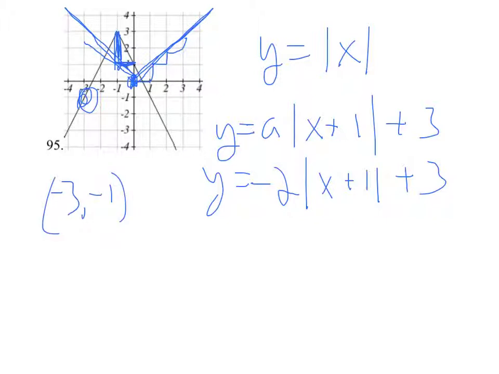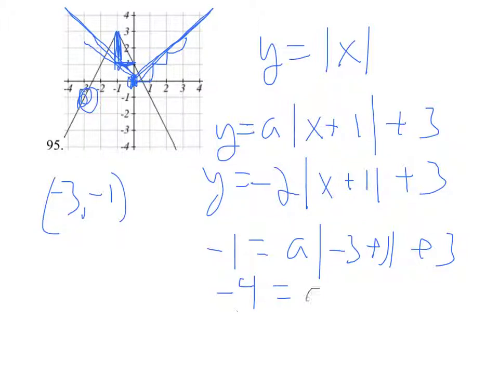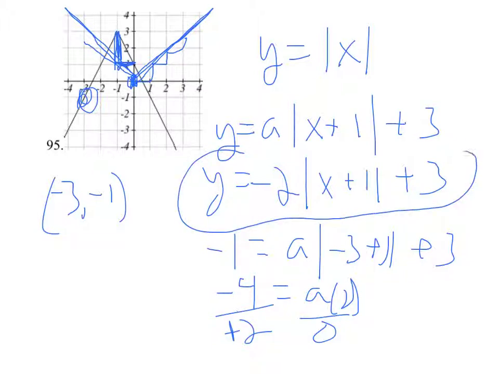So let's pretend that a is still there. So -1 equals some factor times absolute value of -3 plus 1, plus 3. So I'm going to subtract the 3. And so I'm getting -4. And -3 plus 1 is -2. Absolute value of that is 2. And we divide by 2, and we do get -2 for an a factor, for the slope, depending on how you think of it. Okay.